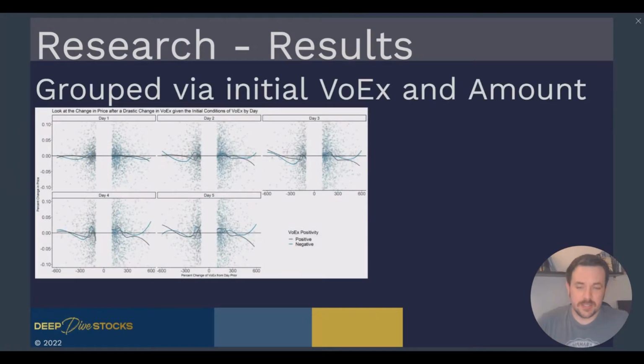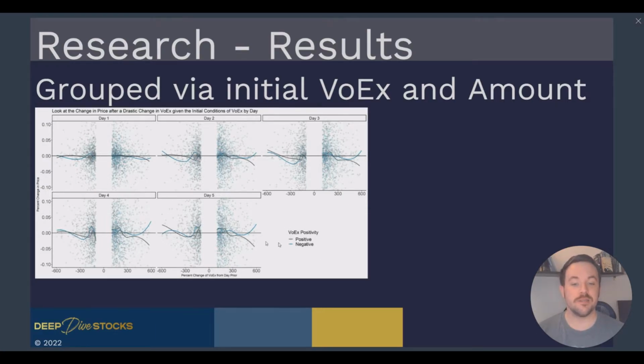So next, we cohorted the VoEx spikes based off of whether the initial VoEx was positive or negative, and which direction the VoEx spike was. In this graph, we have the same as before: the 5 days after the VoEx spike, so day 1, day 2, day 3, day 4, and day 5. We have if the VoEx spiked upwards, a positive VoEx spike, or if the VoEx spiked downwards, a negative VoEx spike. But also whether the initial VoEx was positive or negative.